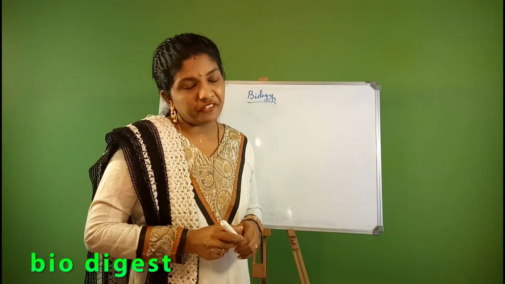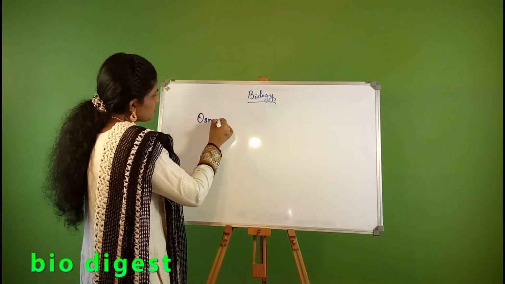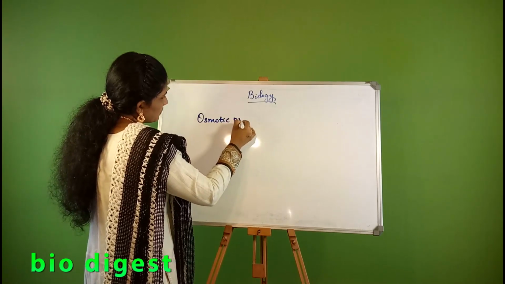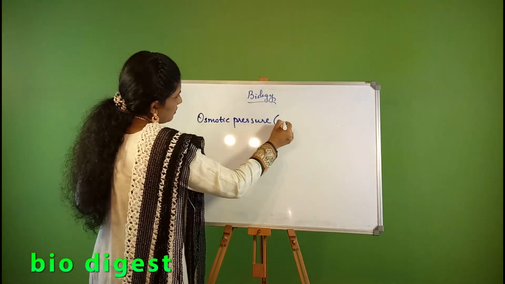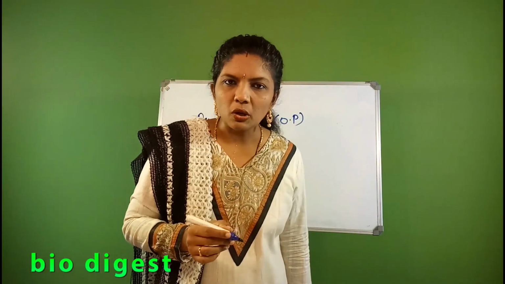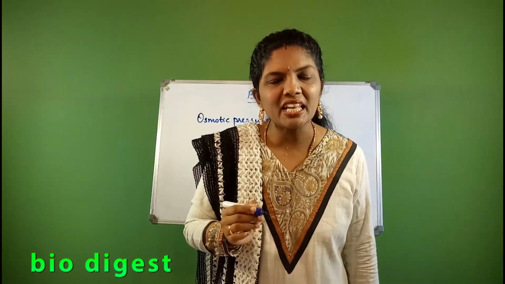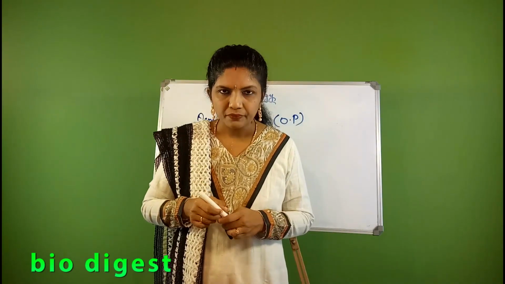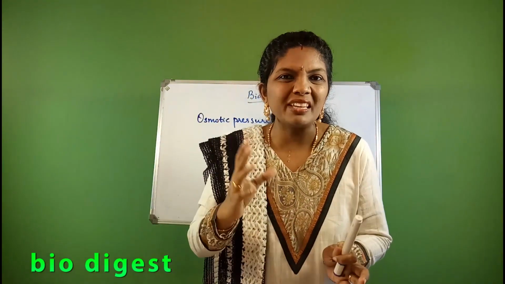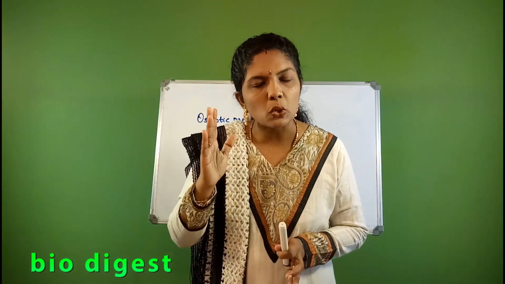Moving to another definition. Osmotic pressure. What is osmotic pressure? We will be writing it as OP. So osmotic pressure of a solution is the measure of its tendency to take in water by osmosis. Okay, the solution is having a tendency to take in water by osmosis. That tendency of a solution is what is known as osmotic pressure of a solution.